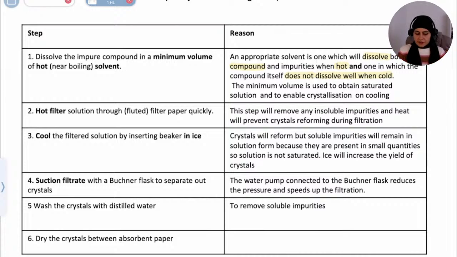So you want the compound that you're trying to purify to pass through, and the filtration would just remove the impurities that were not able to dissolve. So this step removes insoluble impurities. And then the third step would be to cool down the solution, the one that passed through as the filtrate. So you cool it down, and what happens?